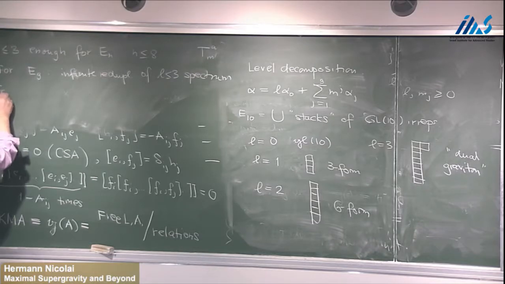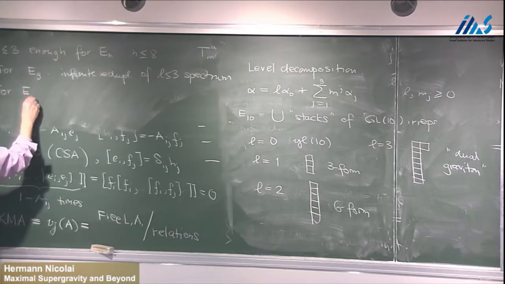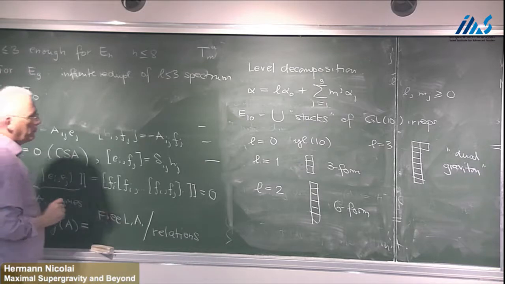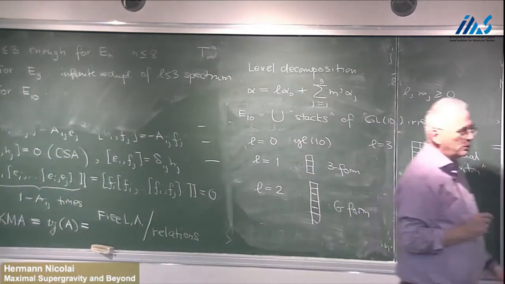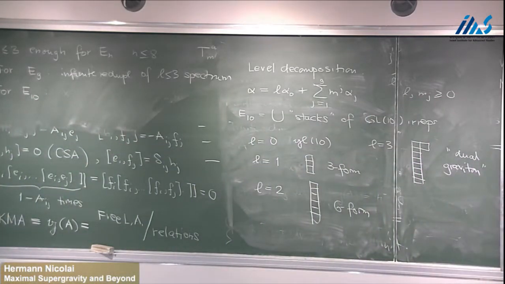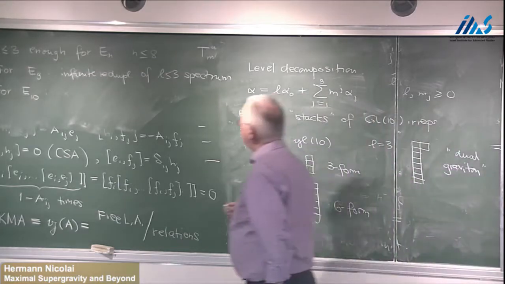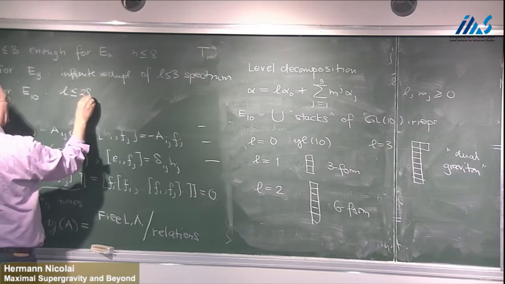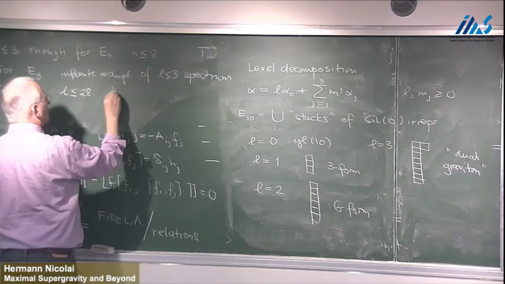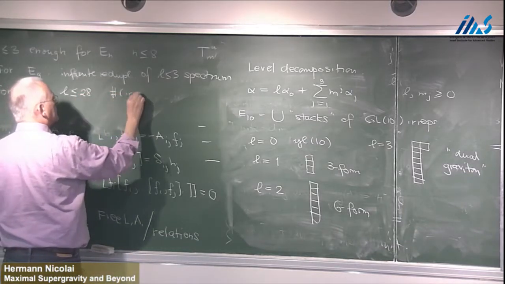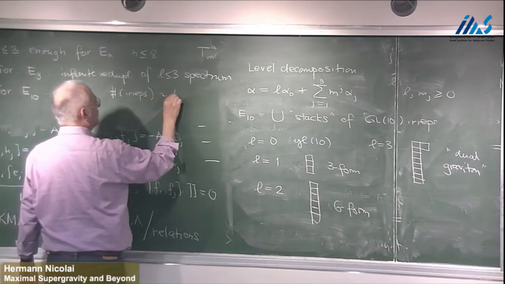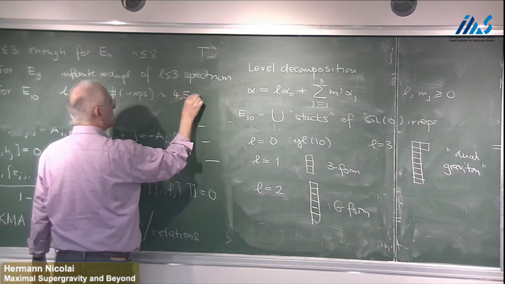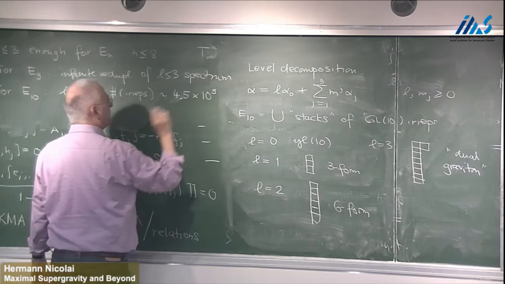For E10, there's no such list available, so we put it, or rather my student Fischbacher, who is very good with computers, put it on the computer, and you find that up to level 28, the number of irreps is on the order of 4.5 times 10 to the 9.